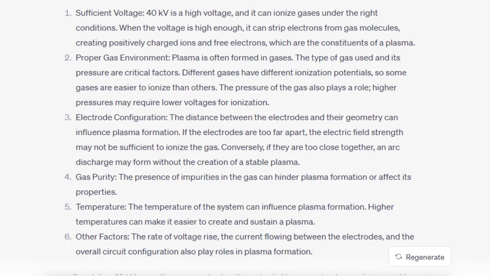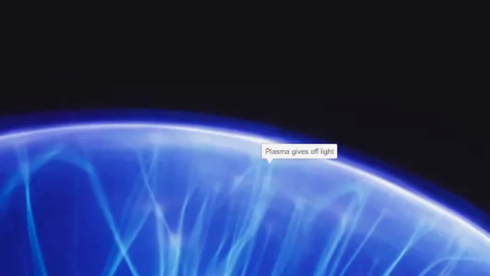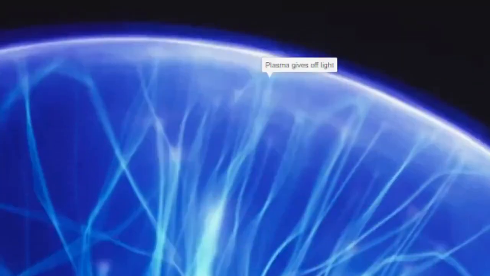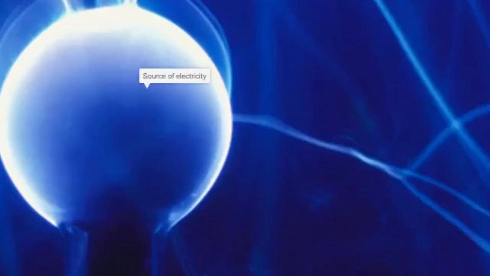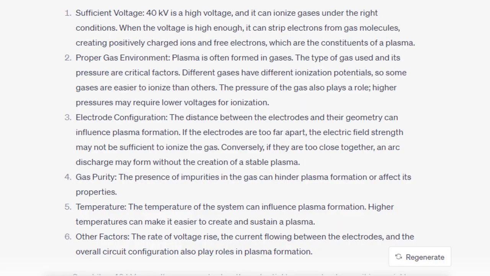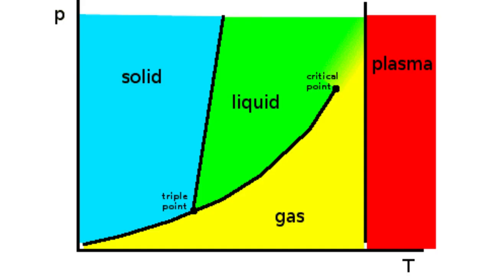The next important factor is the environment. It says a proper gas environment. Plasma is often formed in gases. The type of gas used and its pressure are critical factors. Different gases have different ionization potentials, so some gases are easier to ionize than others. The pressure of a gas also plays a role. Higher pressures may require lower voltages for ionization.